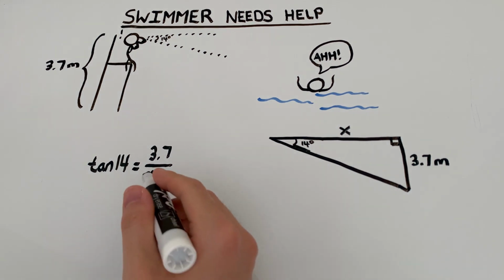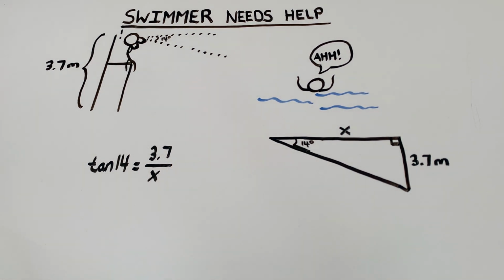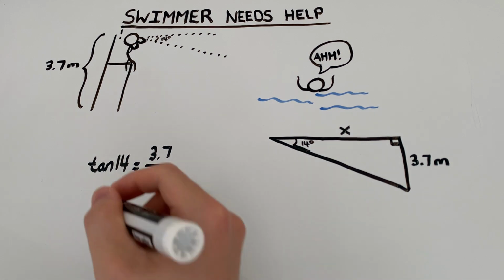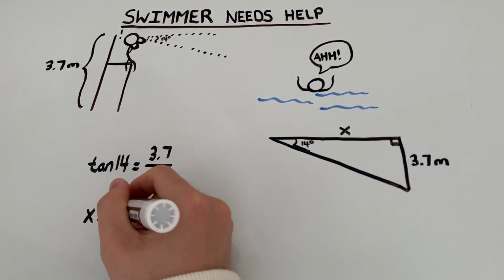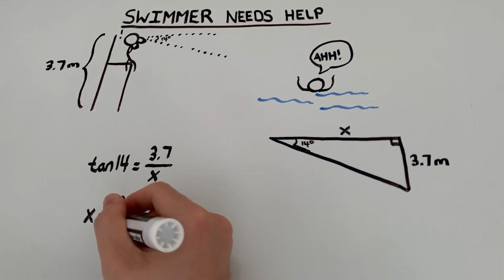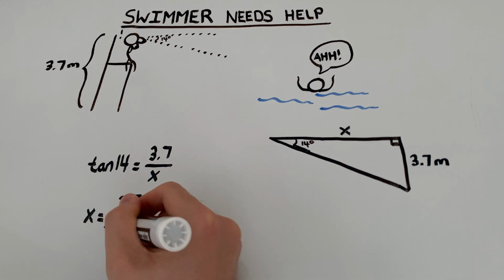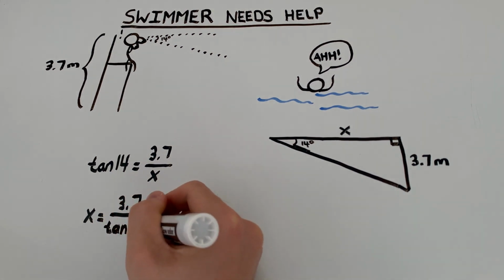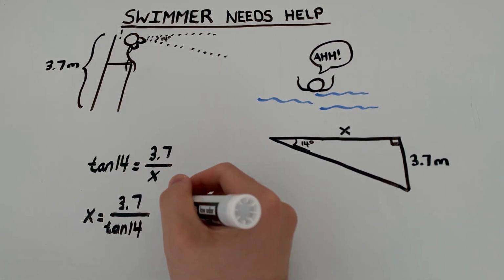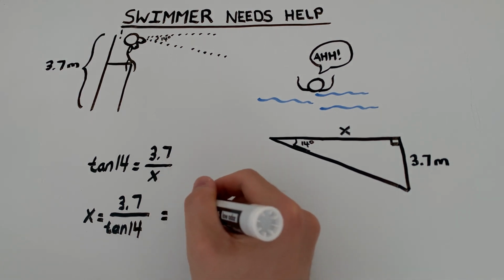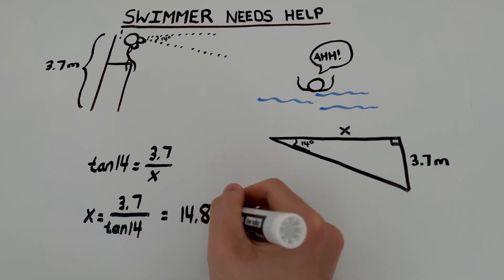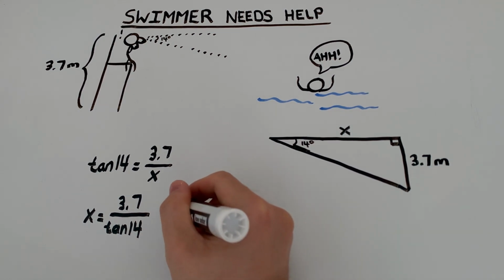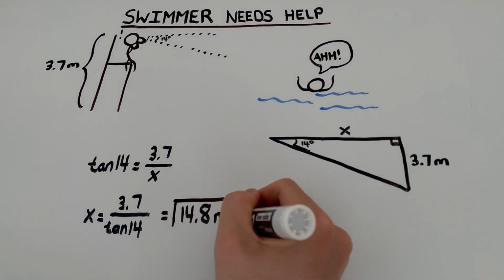And all we have to do is find x. When we rearrange that, we'll find that x is equal to 3.7 divided by tan 14. You could get your calculator out and it'll turn out to be a distance of 14.8 meters.